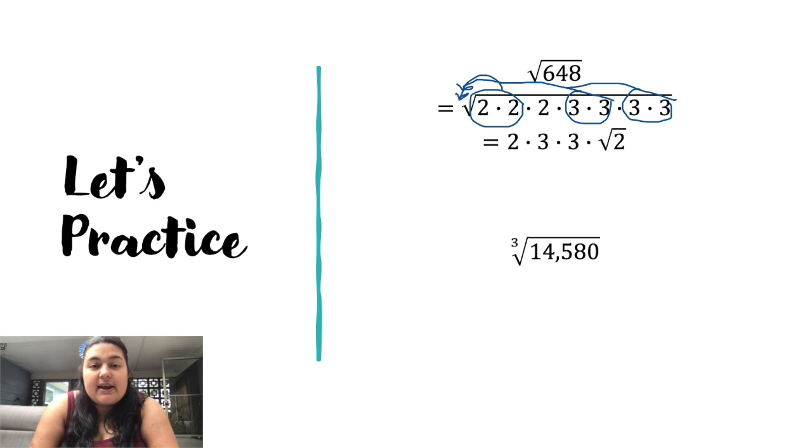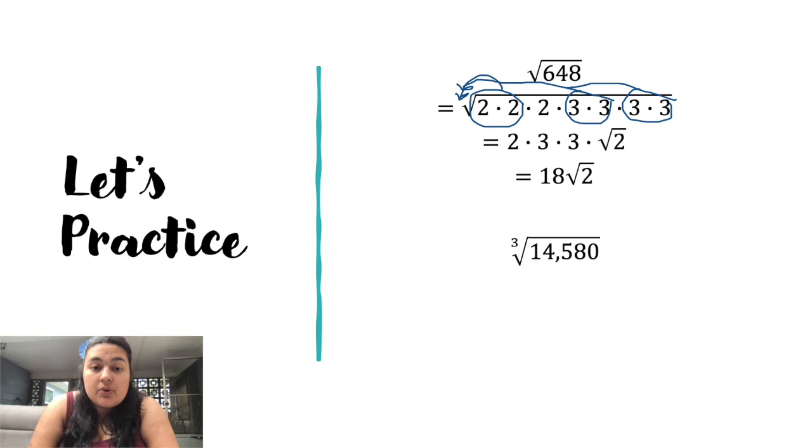So our next step was to simplify, right? We need to multiply the terms inside and outside of the radical. It doesn't look like there's anything to multiply inside of the radical, so I'm just looking at outside of the radical. 2 times 3 is 6, 6 times 3 is 18. There we go. Let's look at our next problem.